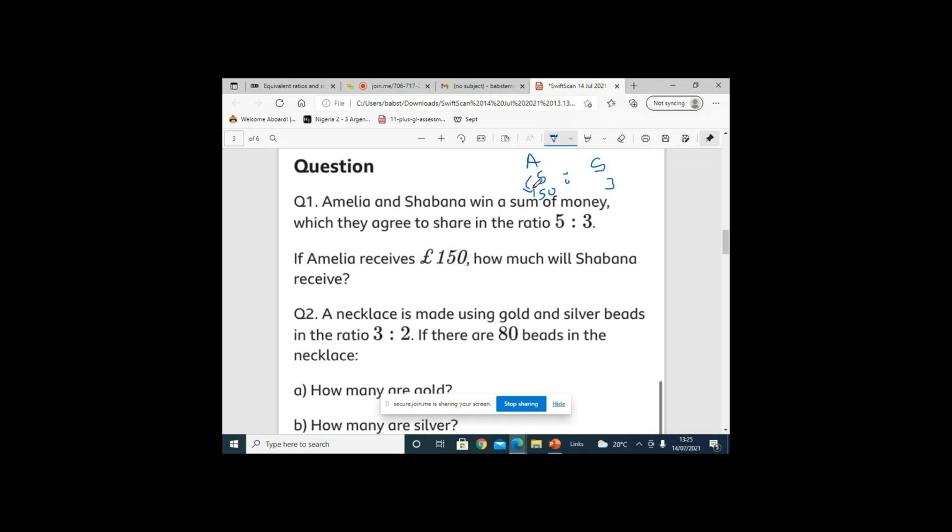Amelia's ratio is 5. To find the multiplier, divide 150 by 5. What is 150 divided by 5? That's 30. Now you use that 30 to multiply Shabana's ratio, which gives 90. So if Amelia receives 150, Shabana will receive 90. Divide how much Amelia receives by her ratio, and use that answer to multiply Shabana's ratio.